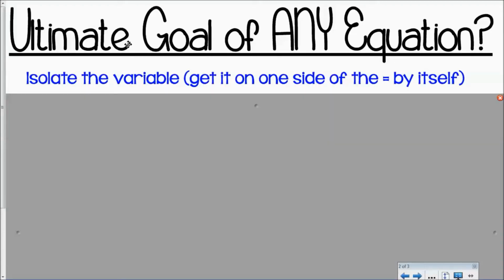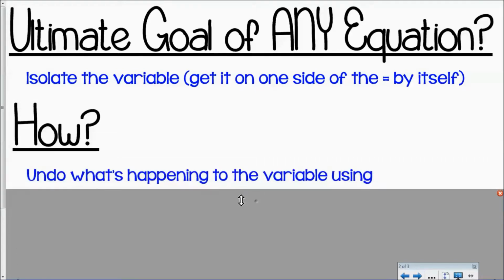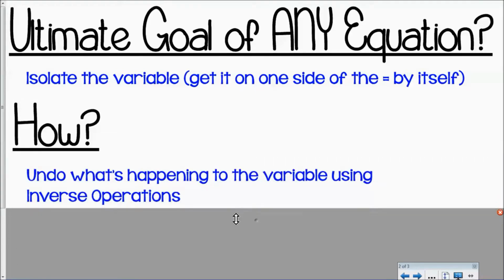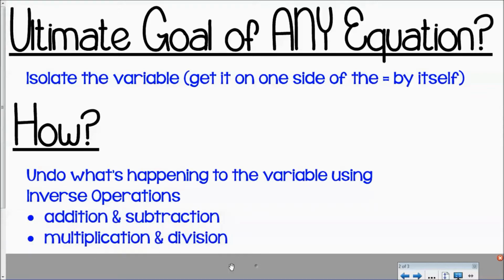So remember this, ultimate goal of any equation. Yes, I want you to write this again because this has got to be absolutely drilled into your memory. The ultimate goal of any equation, the baby equations we did yesterday and the more advanced ones that we're working toward, is to isolate that variable, get it on one side of the equal sign by itself. How do we do that? You undo what's happening to the variable using those inverse operations, add and subtract, multiply, and divide.